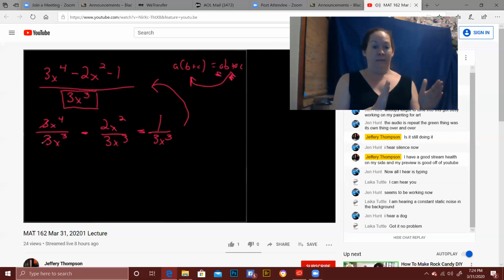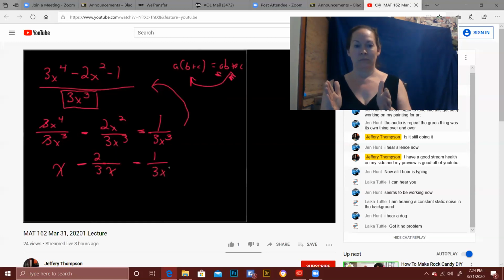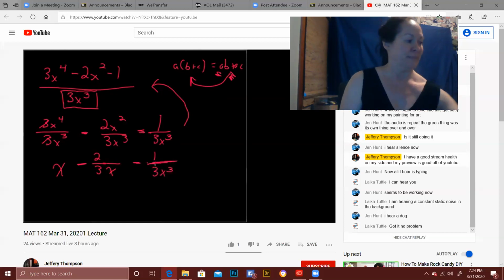The 3's cancel, and the x cubed leaves me 1x upstairs. This gives me 2/3 out front. The x squared is going to cancel all but one of these downstairs. And this one is as easy as it gets. Okay? Nothing more I can do there.